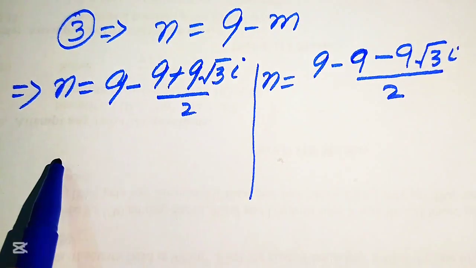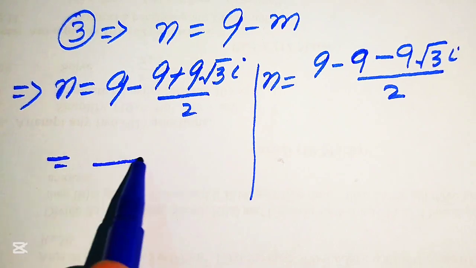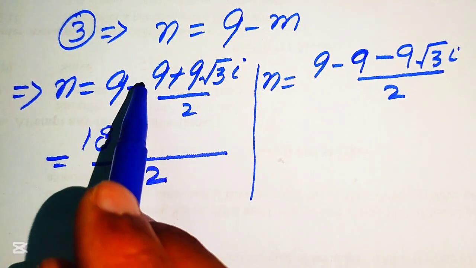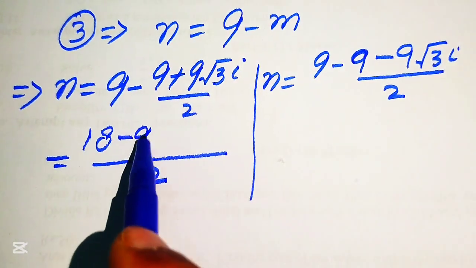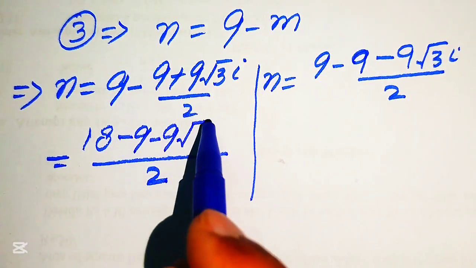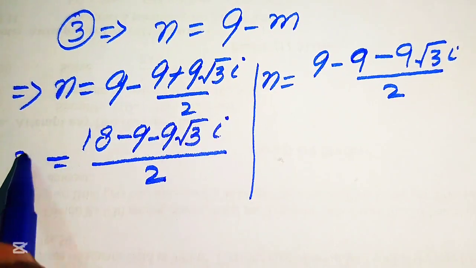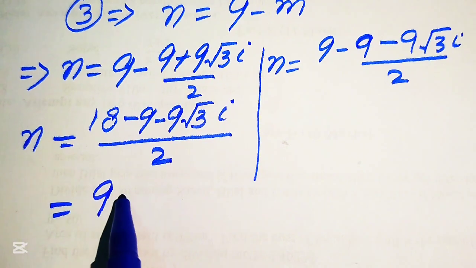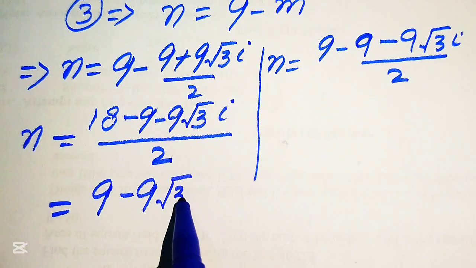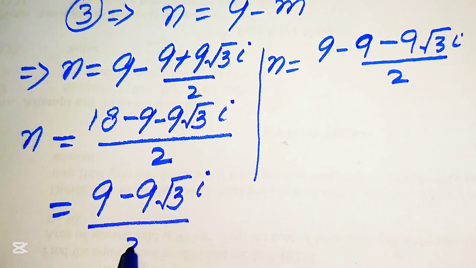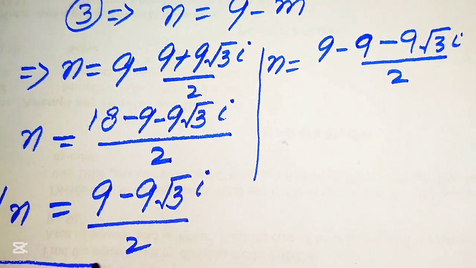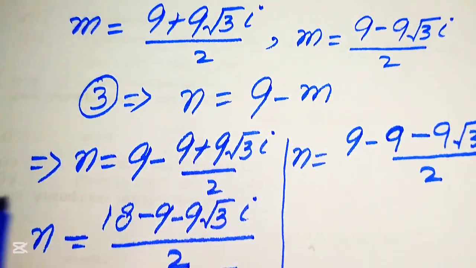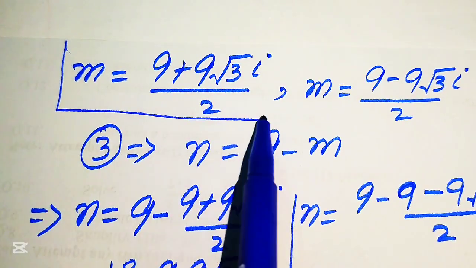So here we need some simplifications. We need to take the LCM of this term. So the LCM is 2, and 2 nines are 18. We multiply this minus sign on both of these values. It will be written as minus 9 times the square root of 3 iota. This is the value of n, and we have (18 minus 9) equals 9 minus 9 times the square root of 3 iota, divided by 2. So this is the value of n corresponding to the value of m.